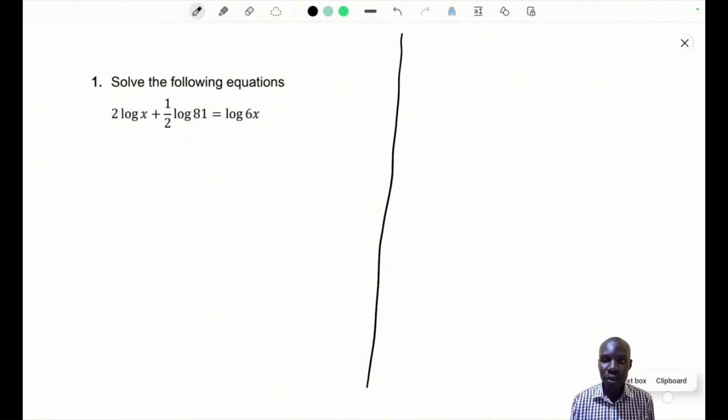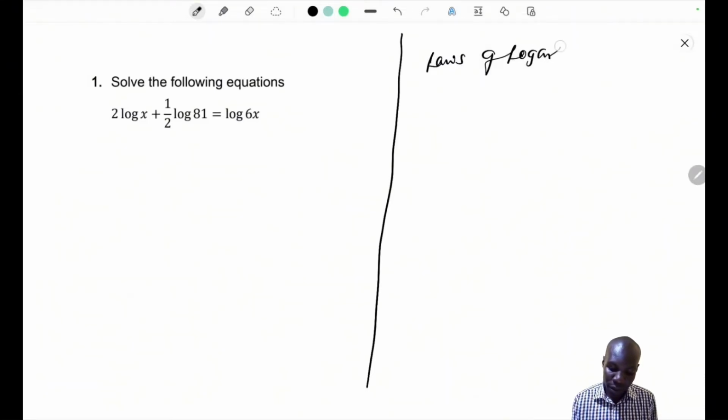They are the laws that are going to guide us as we solve various kinds of questions that are touching on further logarithms. So the laws of logarithm, we have number one. We know that if you have log of A plus log of B, this is equal to log of A times B.